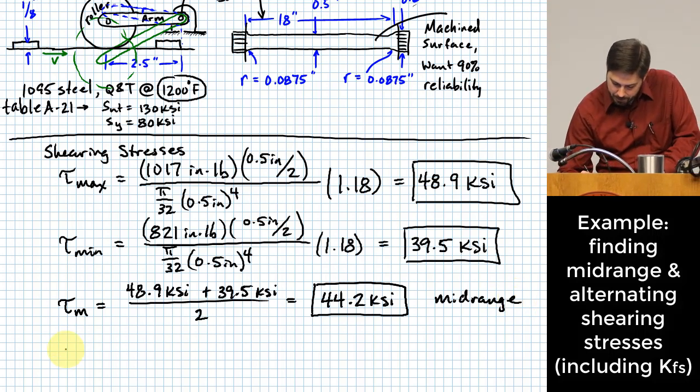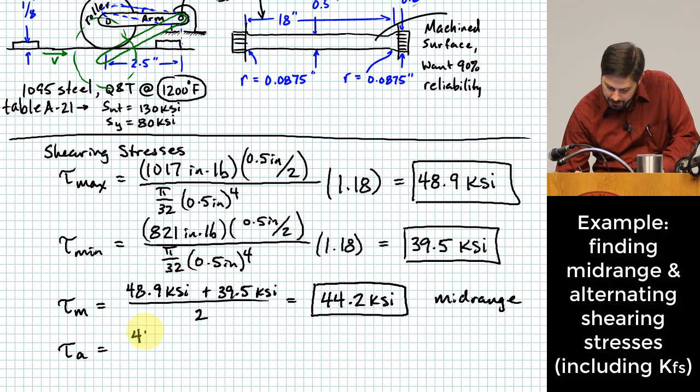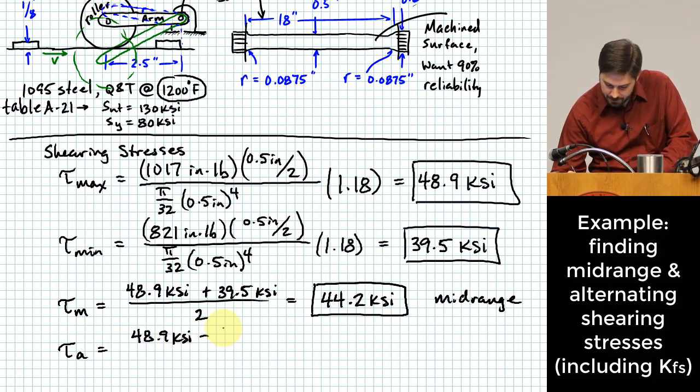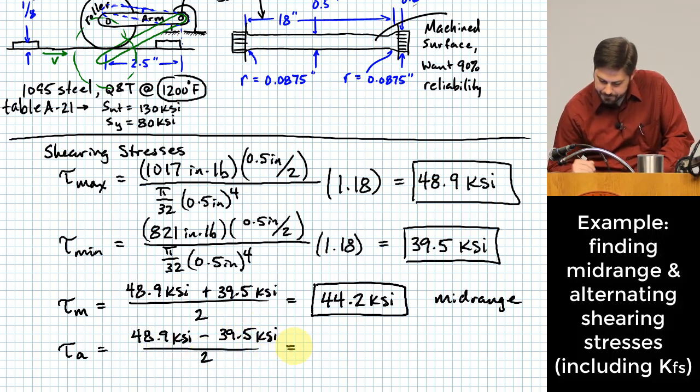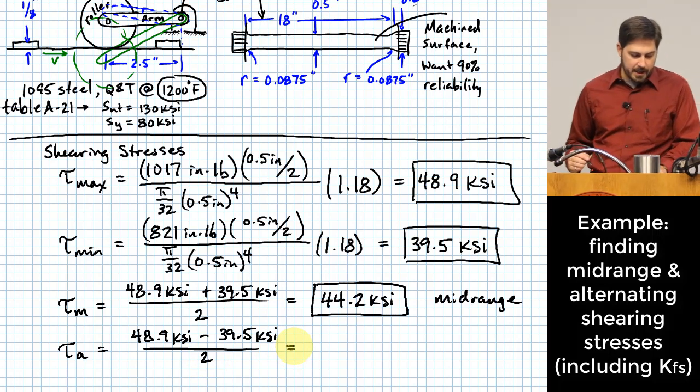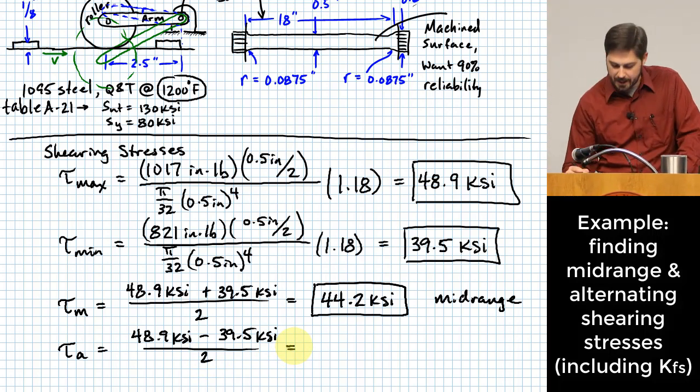For the alternating component, it's similar, but we take a difference instead: 48.9 KSI minus 39.5 KSI over 2. And for that, I get 4.7 KSI.